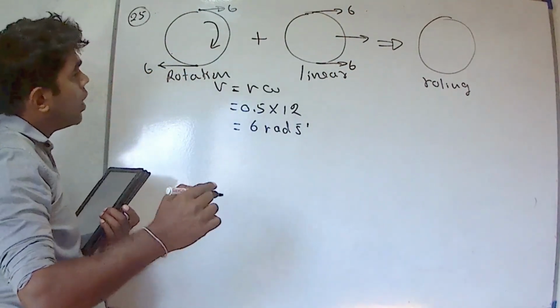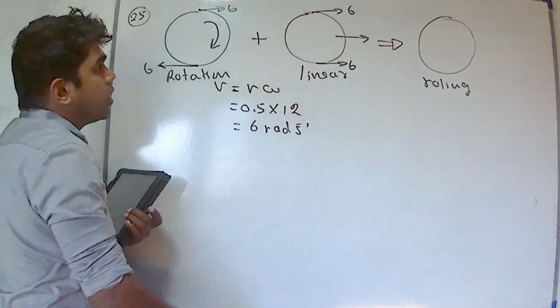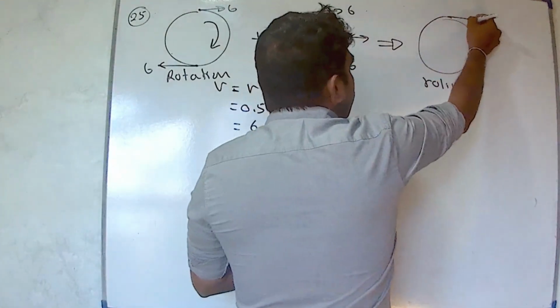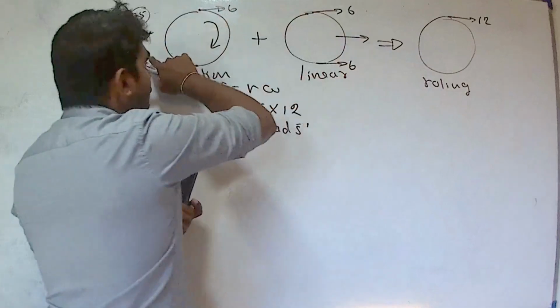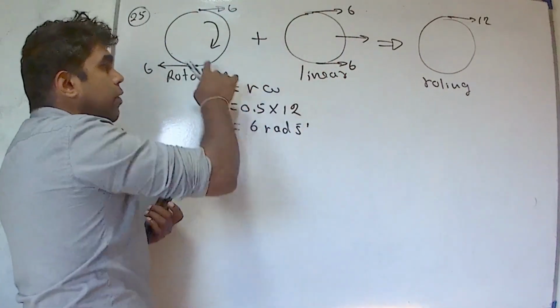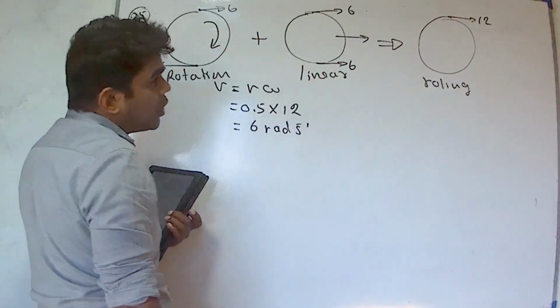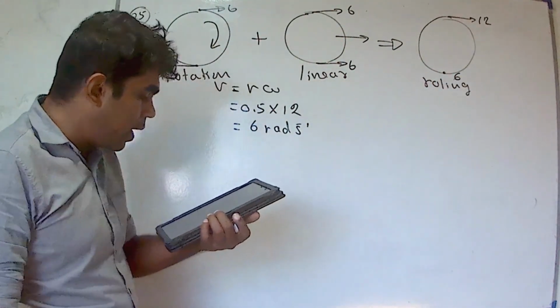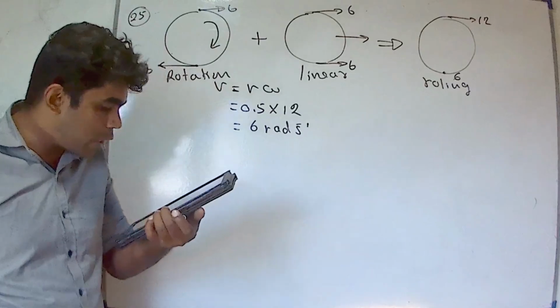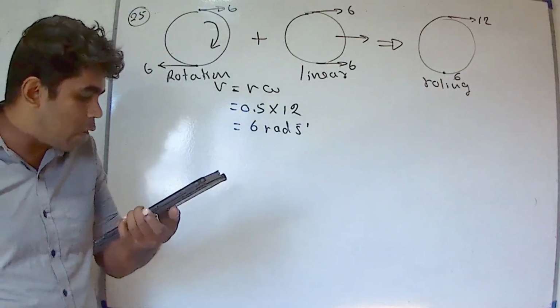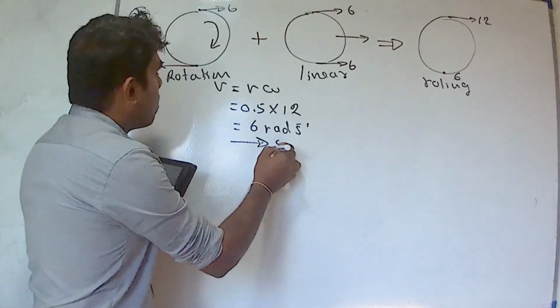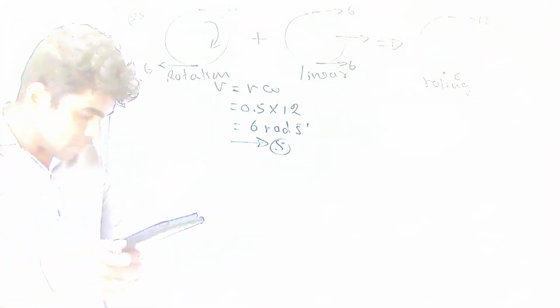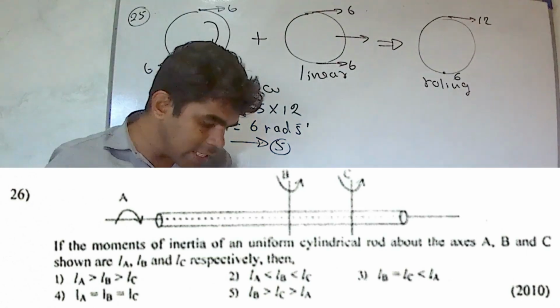Now, when rolling, we have to add these velocities. 6 plus 6, 12 for this point. The directions are opposite when considering this point. Then 6 minus 6, 0. Then the velocity of P should be 12 and the velocity of Q should be 0. 12, 0. The answer is 5 for question number 25. Then question number 26.